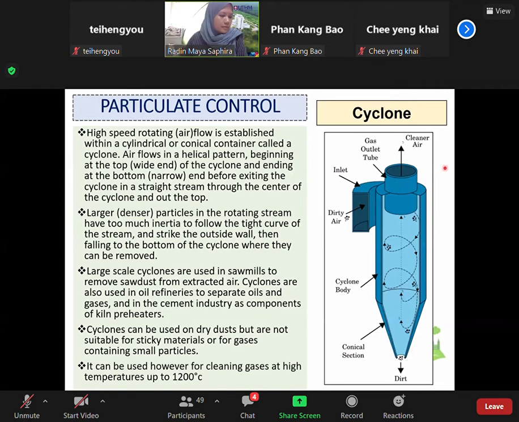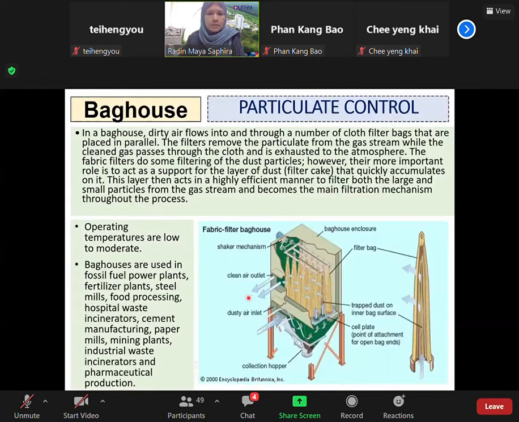Other than that is a cyclone. Okay, cyclone macam ni, macam dekat when we watch a US movie ada cyclone tu kan. So dekat sini adalah cyclone dia, then the dirt will be flushed out in here as a dirt. Macam tu je lah, boleh baca. So at least kena tahu jugalah how to do this particulate control.